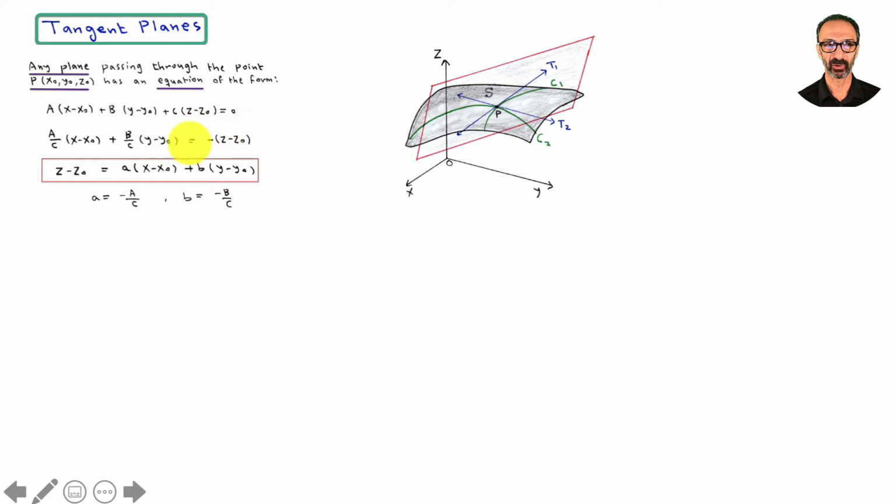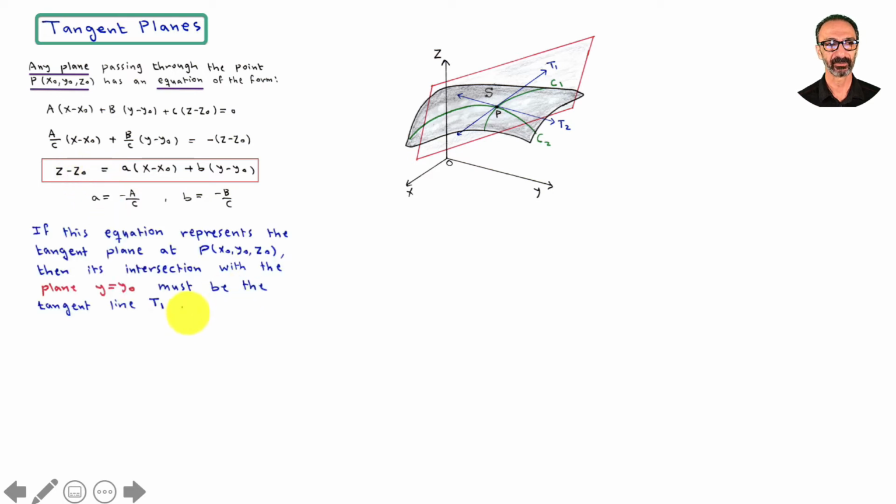Switching sides, move this to the left and move everything here to the right, and renaming: negative A over C will be little a, and negative B over C on the right side we're going to call little b. So now on the left I have just z minus z sub 0. Moving z sub 0 to the right side will give me the following. I'll show you in a minute.